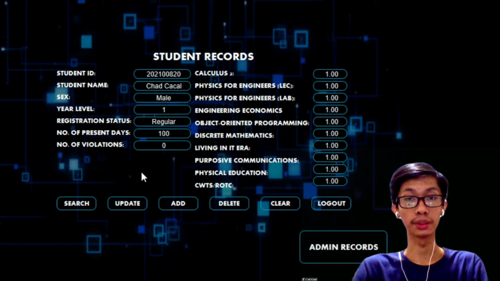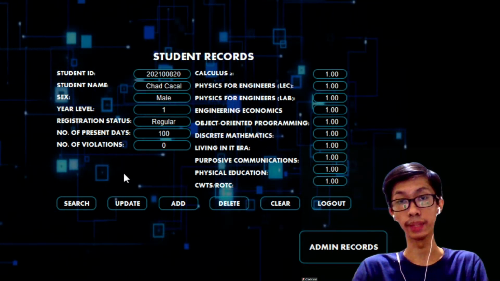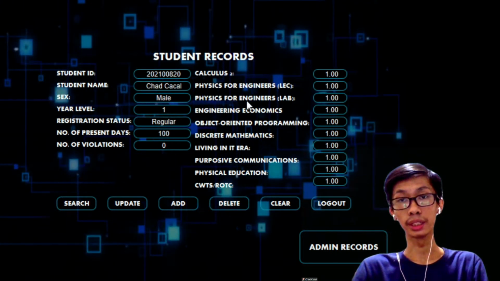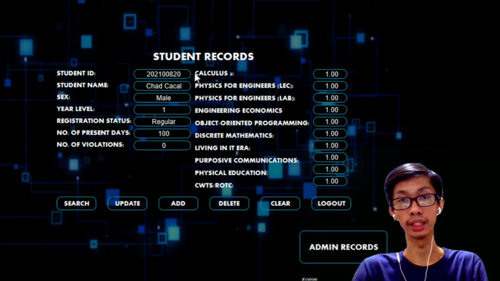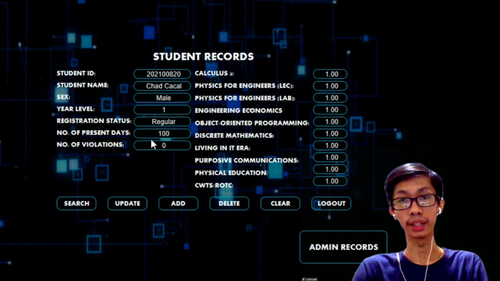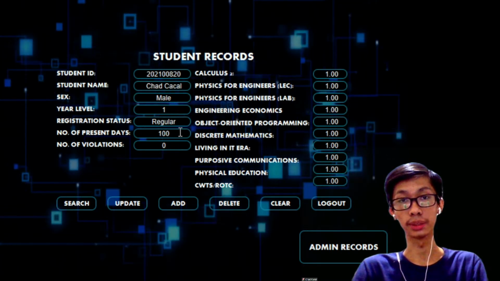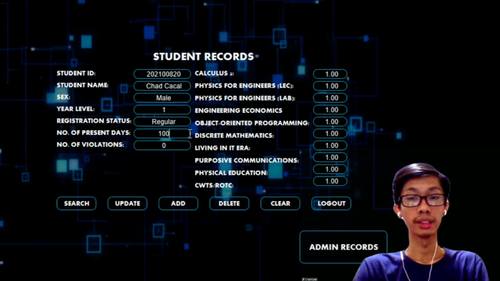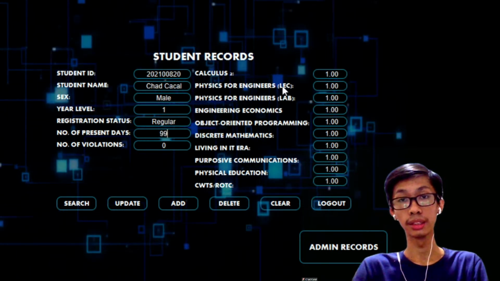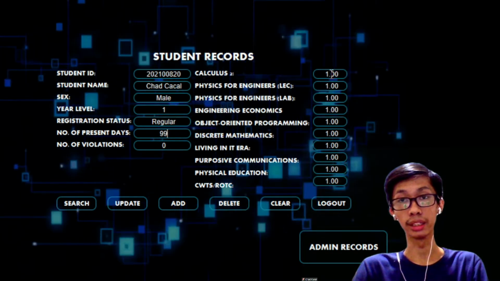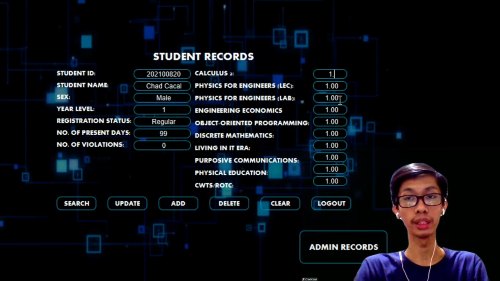There's also an update feature which allows us to change the values in any of these records. For example, let's try to change the number of present days to 99 and my grade in calculus to 1.25.